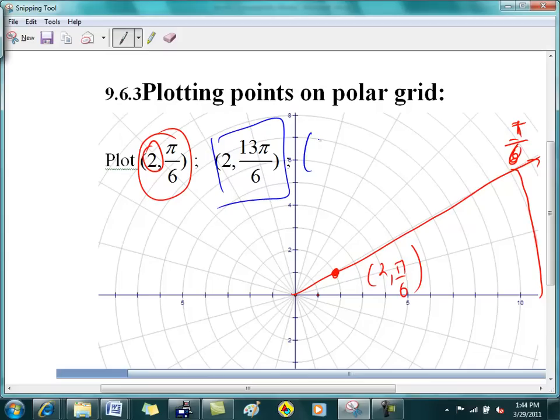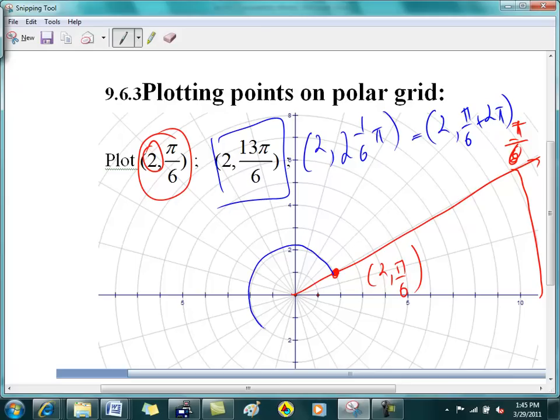Do you guys agree that this is the same thing as 2, 1/6 pi? Which is the same thing as 2 and pi over 6 plus 2 pi? What does 2 pi do to you? Brings it back to the same spot. Right? So if you go here and then go around in a whole circle and come back, you are in the same spot here.